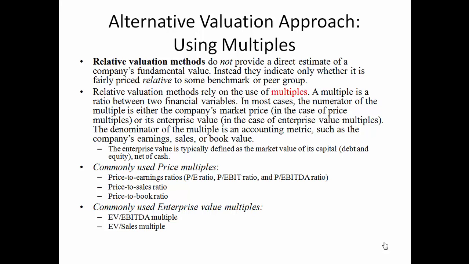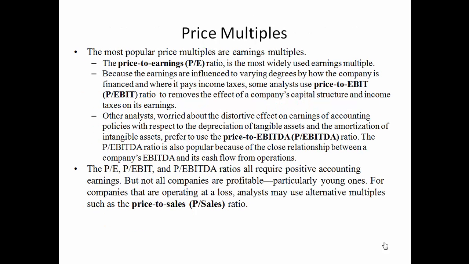of cash. So the frequently used price multiples include the price to earnings ratios, including the PE ratio, the P over EBIT ratio, and P over EBITDA ratio. And then there's price to sales ratio and price to book value ratio. And the commonly used enterprise value multiples include the enterprise value over EBITDA multiple and the enterprise value over sales multiple. The most popular price multiples are earnings multiples. So the most widely used earnings multiple is the PE ratio, or say the price to earnings ratio.